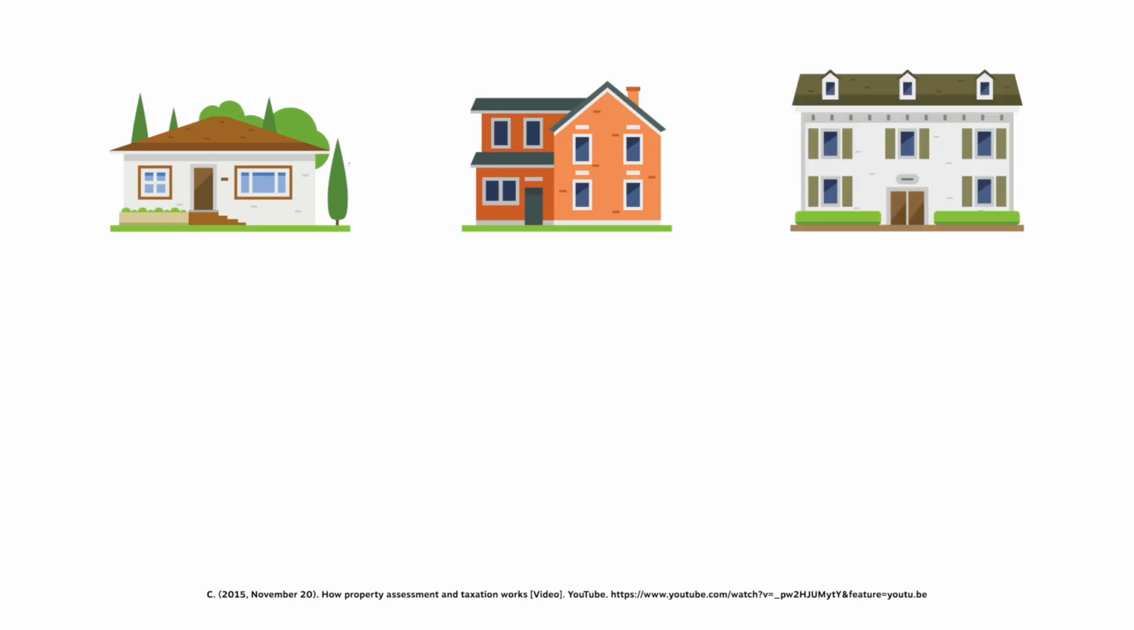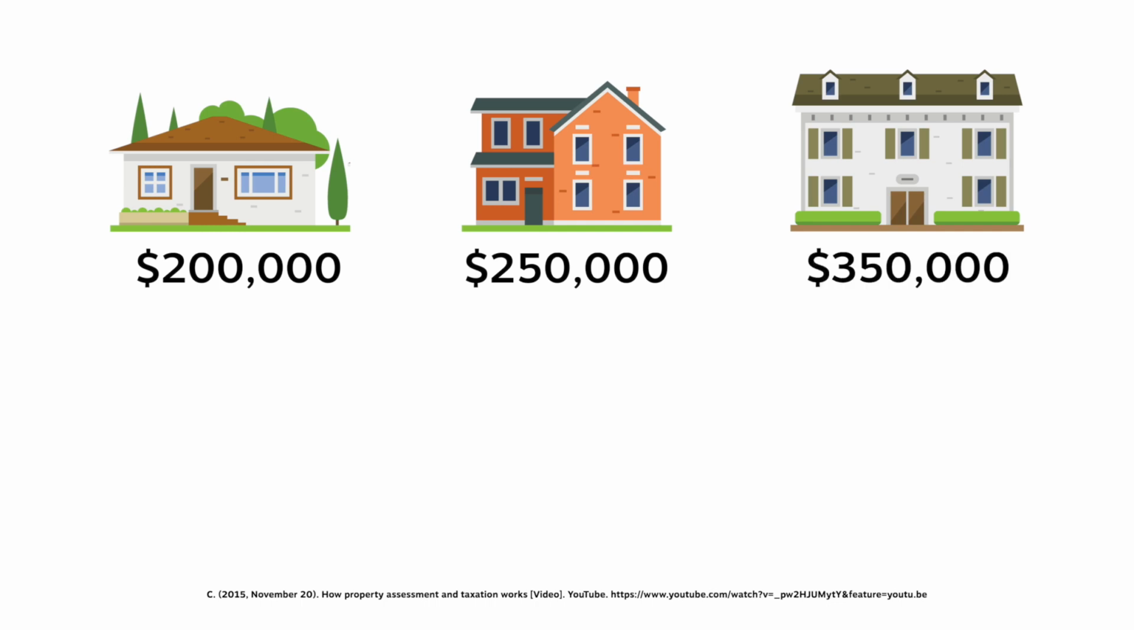For this example, let's say Danbury has only 3 houses. Each house is different and has a different value. The first house has a market value of $200,000. The second house has a value of $250,000. And the third house is valued at $350,000.